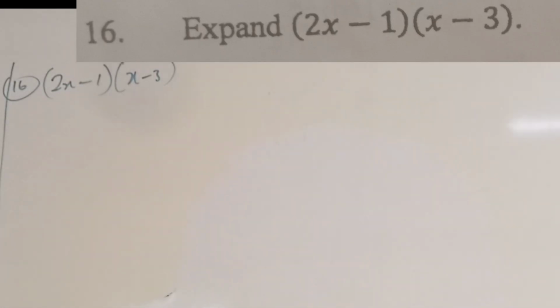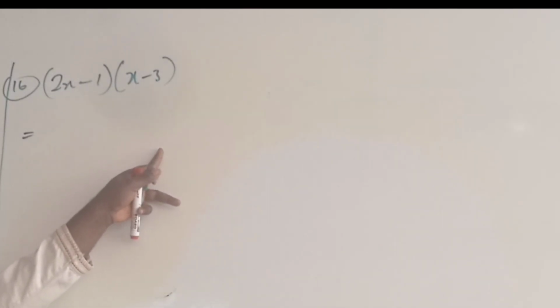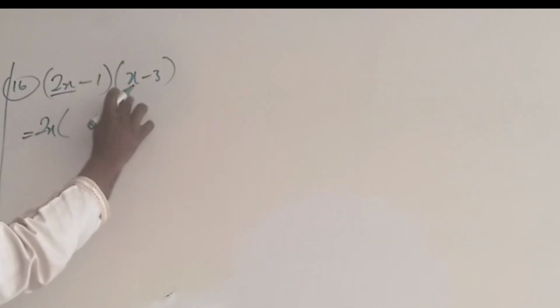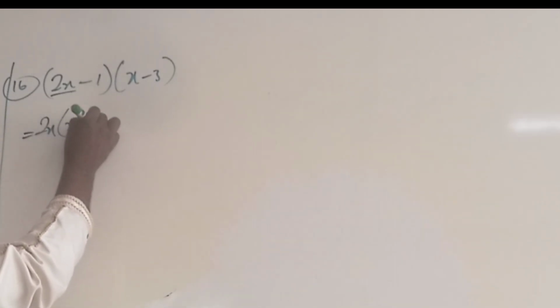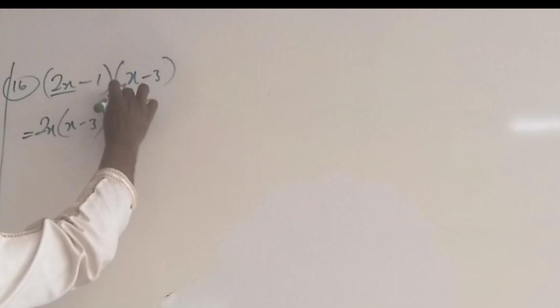I think I taught you 2 methods then. So the first one is this. Use the 2x you have in the first bracket to open the second bracket. So meaning I'll pick these 2x, I'll use it to multiply everything in x minus 3. I'll pick it remains minus 1. Minus 1 to multiply everything in x minus 3. Am I with you?